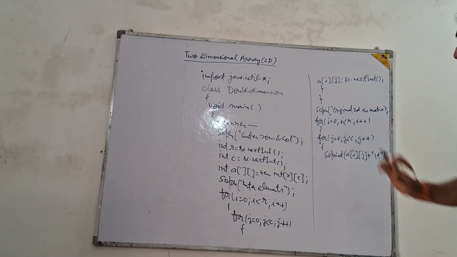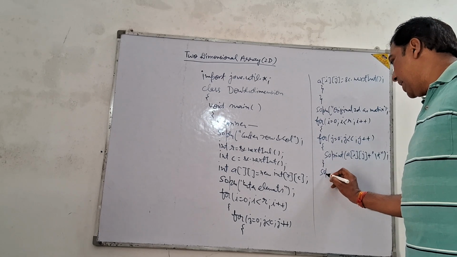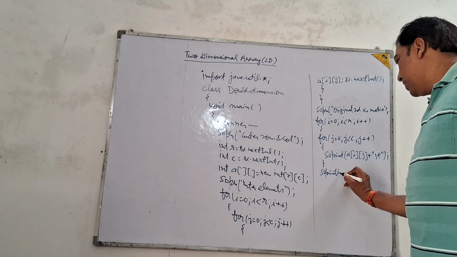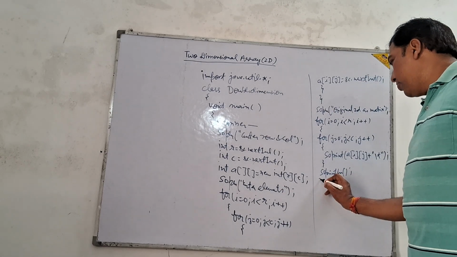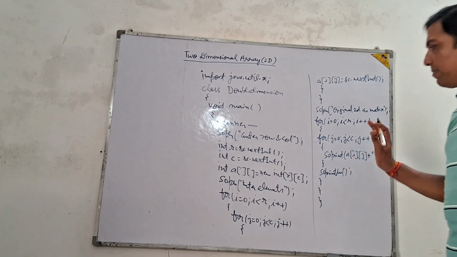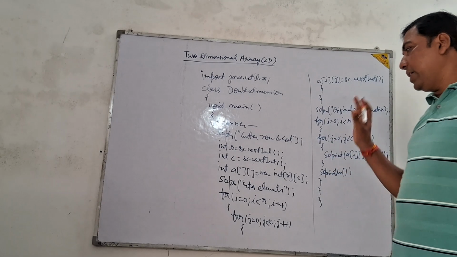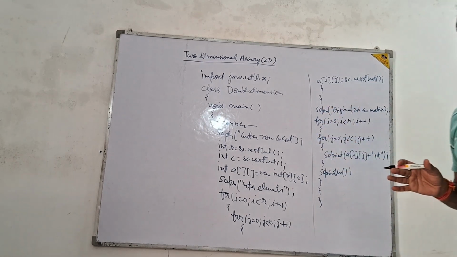One row of numbers will appear in one line. And after closing this inner loop, one blank println for changing the line. And then close the outer for, main, and class. So this is the simplest program where we are printing a 2D array in matrix form.